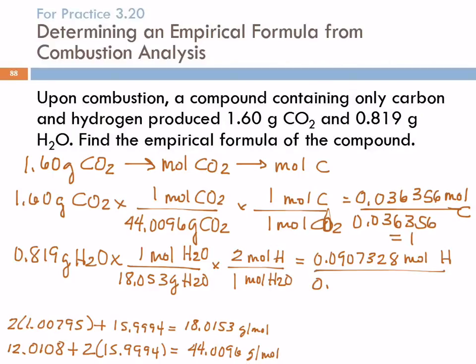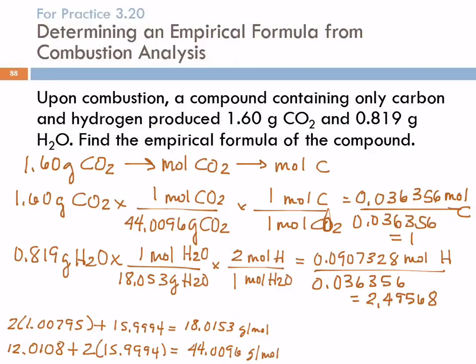I'm going to take this one, 0.09078 divided by 0.036356. And this one comes out to be 2.49568.